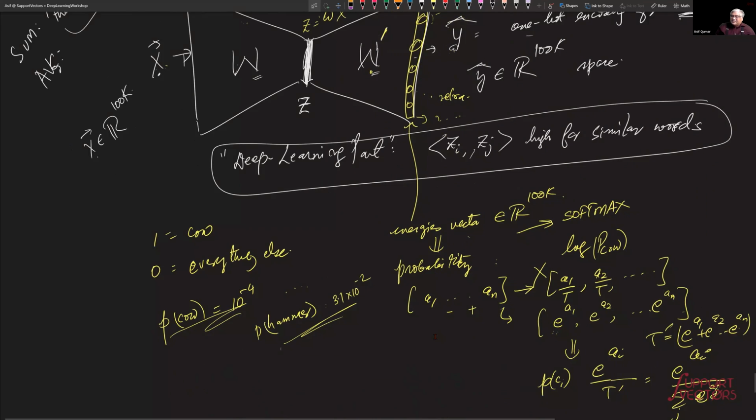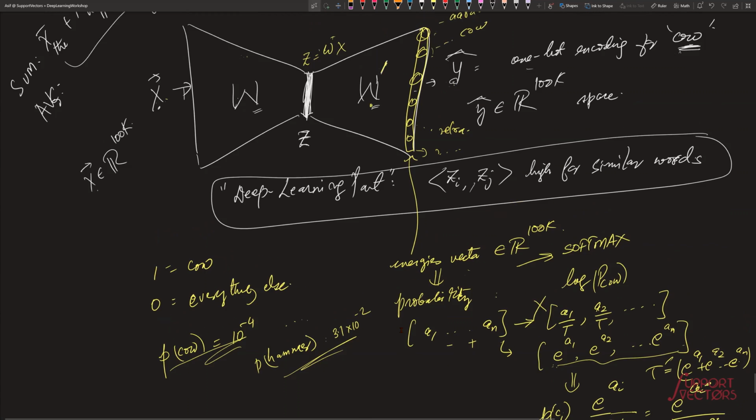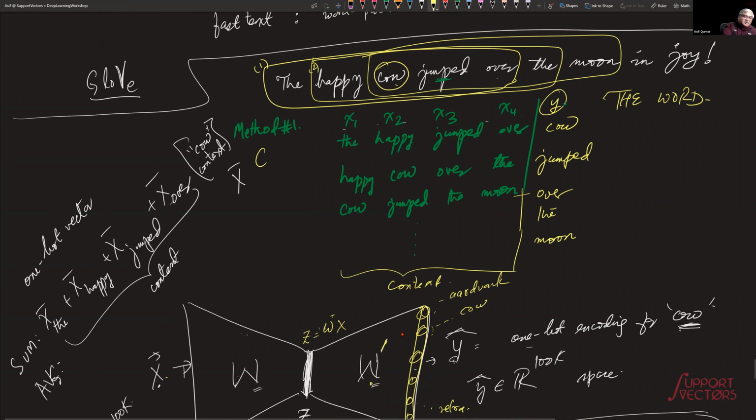So one of the nice things that exponentiation does, by the way, in softmax is it also exaggerates the biggest value, because exponentiation is a curve like this. So big values get extraordinarily amplified, and so their probabilities tend to become much larger, right? So that is that. Now you can train it. This particular method one is called CBOW, continuous bag of words, right?